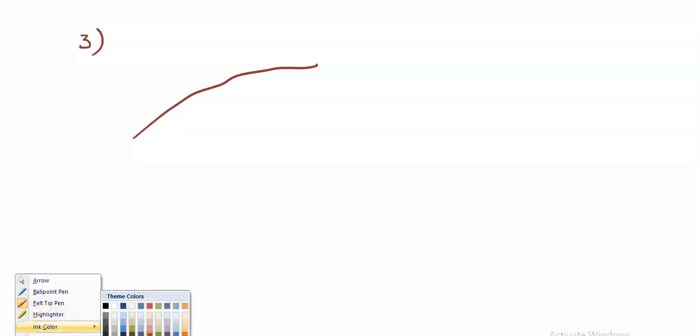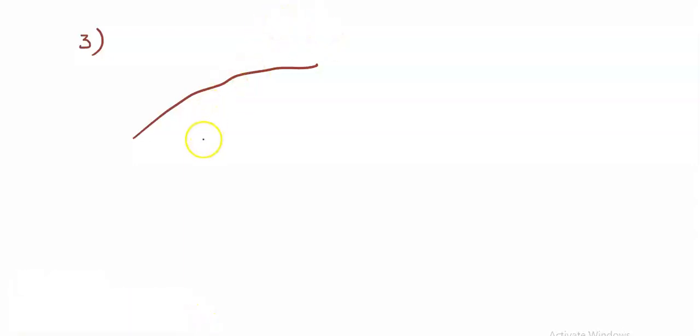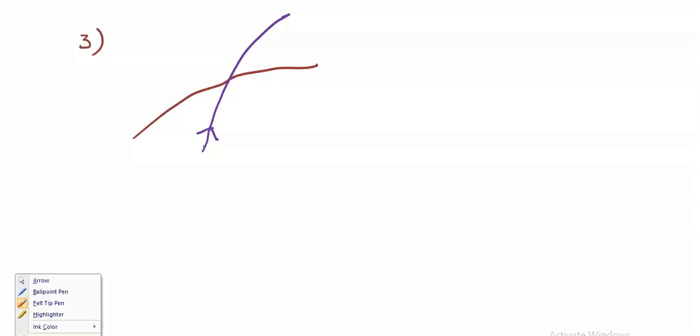Okay, this is one electric field line, and there are two electric field lines. One is this, and then another one is this. If we have two electric field lines, do remember that two electric field lines will never intersect each other.